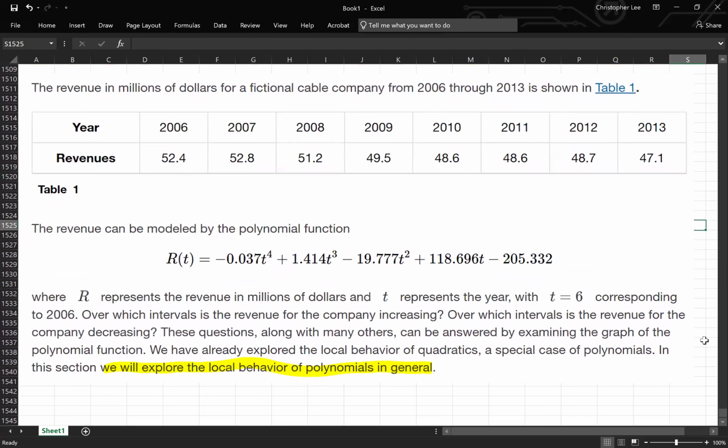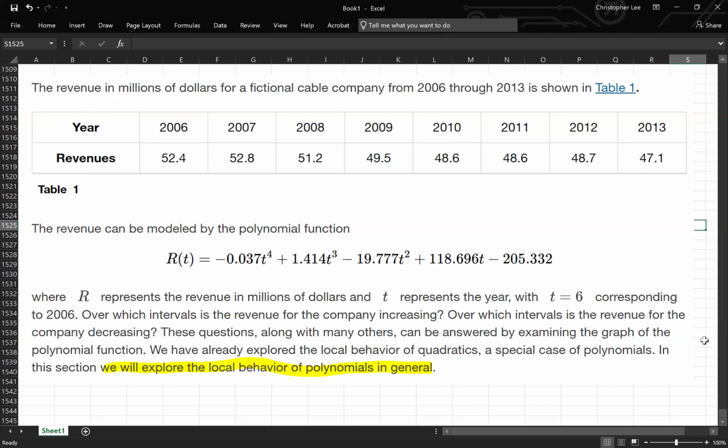All right, so check this out. Moving on. The revenue in millions of dollars for a fictional cable company from 2006 through 2013 is shown. We have the years 2006, 7, all the way to 13, and the revenue it made: 52.4, 52.8, etc., all the way down to 14.7. The revenue can be modeled by this polynomial function: R of t is equal to negative 0.037 t to the fourth plus 1.414 t to the third minus 19.77 t squared, etc. You guys can see it.